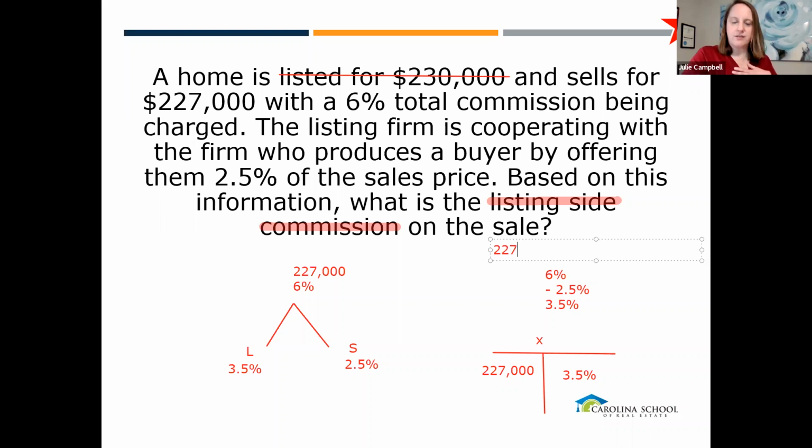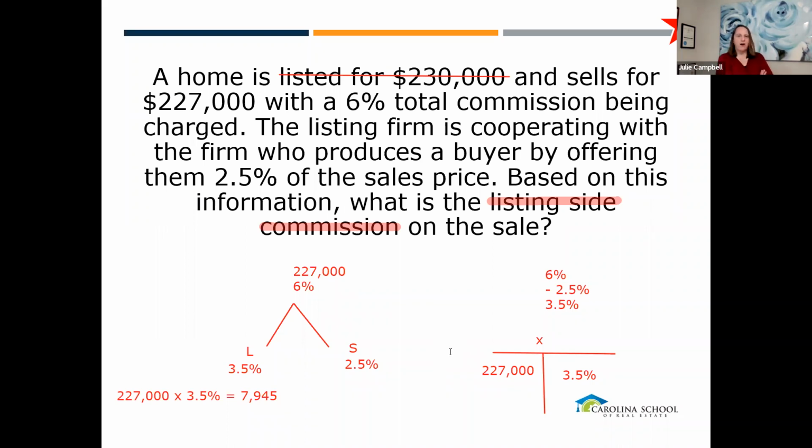So now on your calculator, we take 227,000 times 3.5%. How much is the listing firm going to get? $7,945. I really want to put that somewhere else where we can see it. Here, let's put that over there. That's how much the listing firm is going to collect.